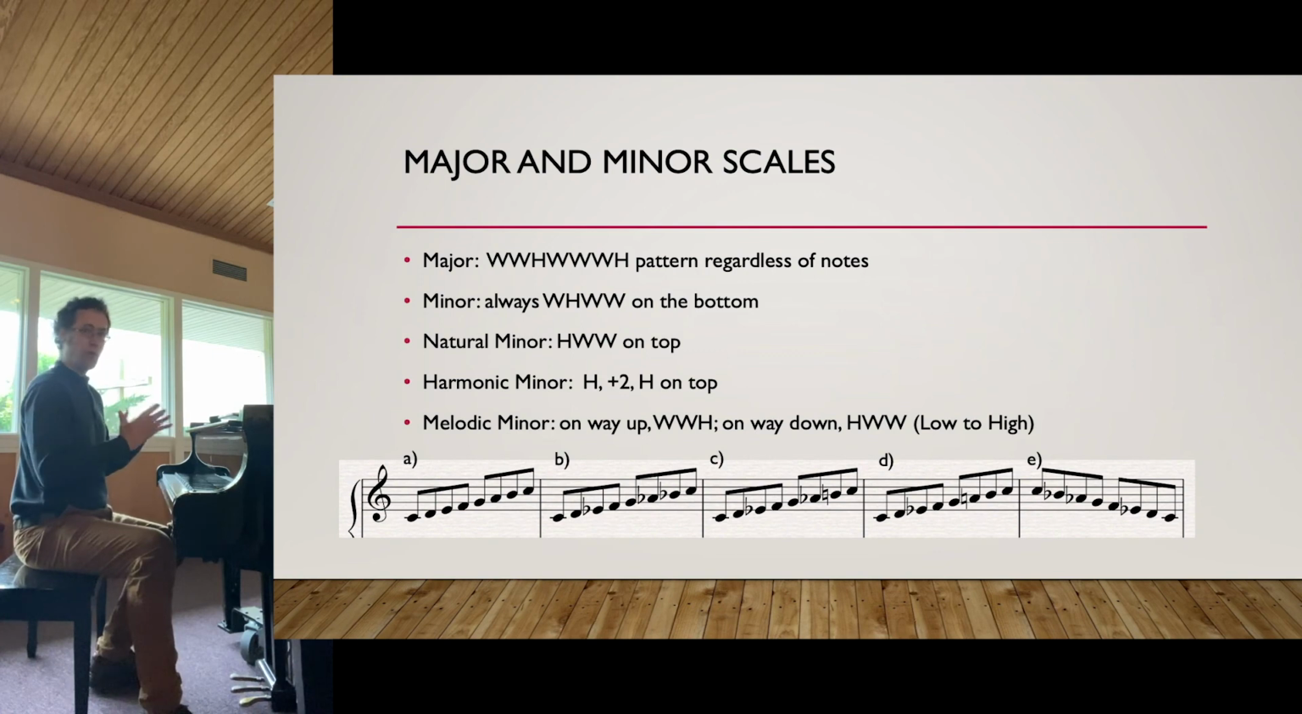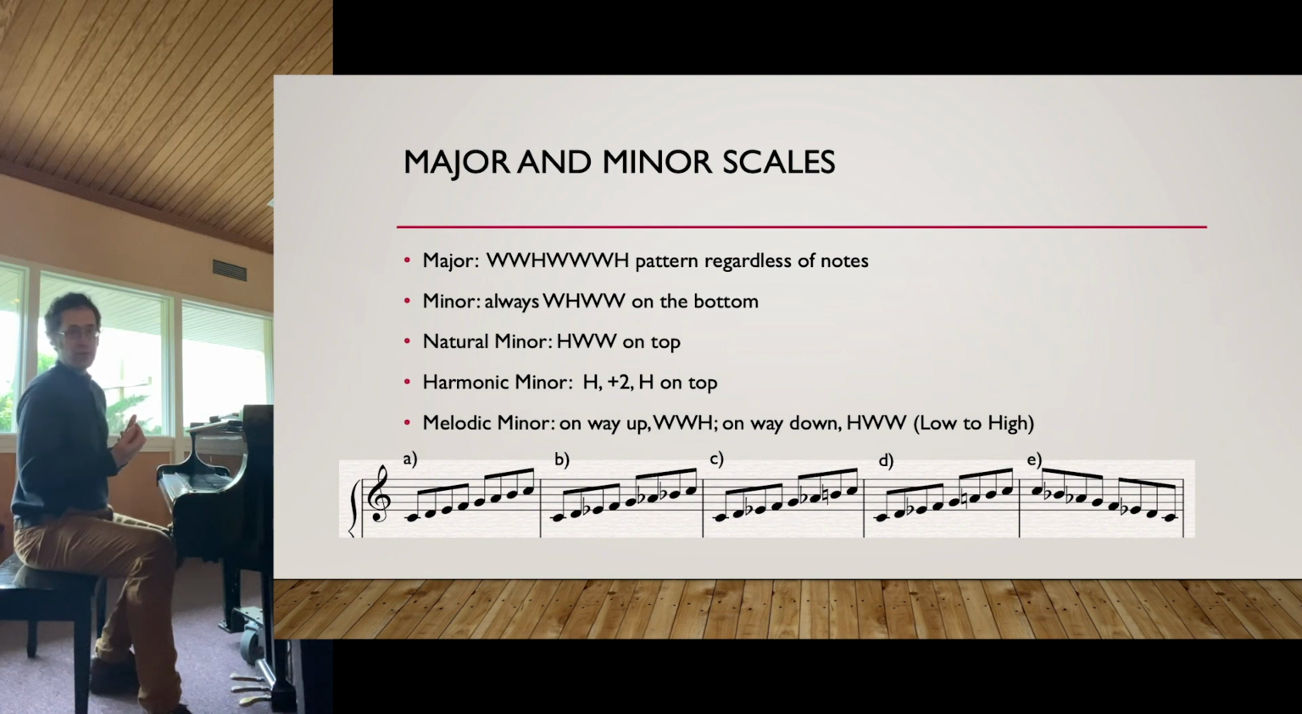Minor is a little bit more changeable. Minor, you're going to start off whole, half, whole on the bottom, regardless, okay? Natural minor is going to have at the top 4 notes, half, whole, and then whole. Harmonic minor, which is named harmonic because we use it for a lot of the harmonies that we play in minor, is going to have a half step, an augmented second, which is like a really big step, and then a half step on top.